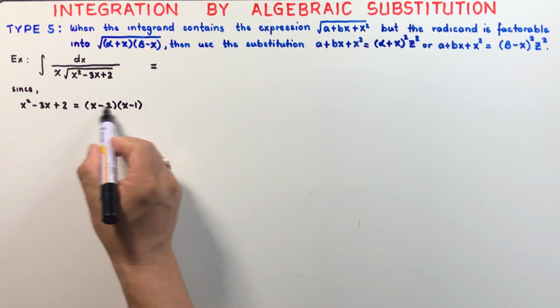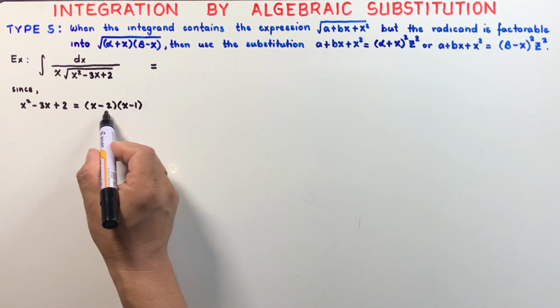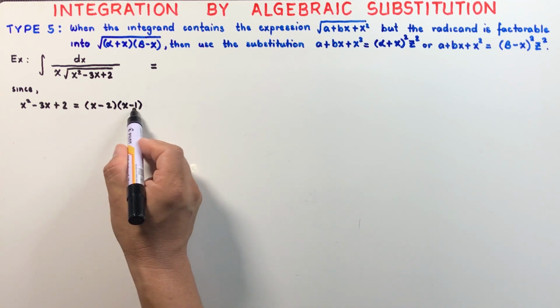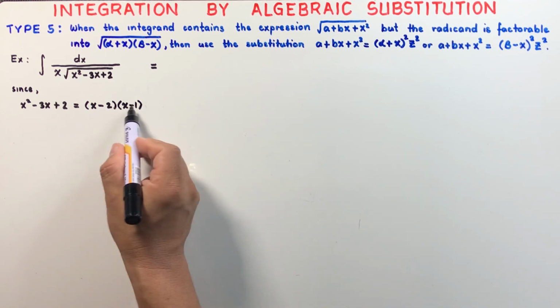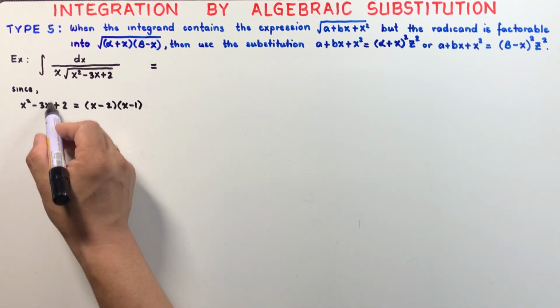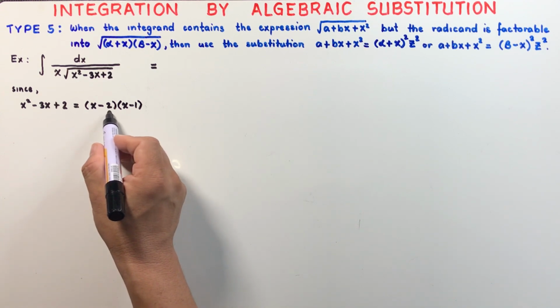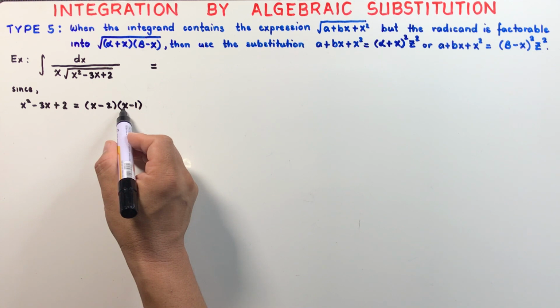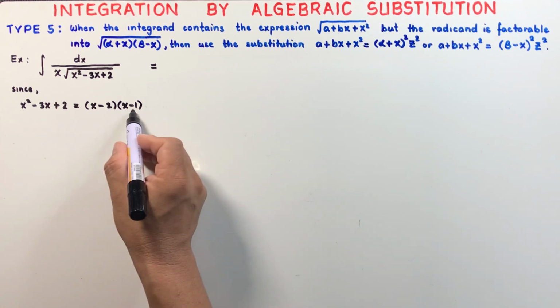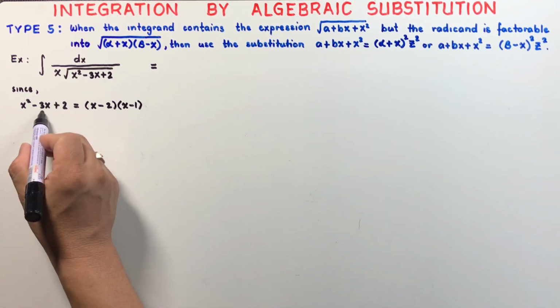So x times x is x squared. And to get the last term here, it's the product of the last term by the last term. So negative 2 times negative 1 is positive 2. And how do we get this middle term? This middle term is the sum of the products of the outers and the inners. So we have negative 2x plus the negative 1x. And the negative 2x plus the negative 1x, that's negative 3x.